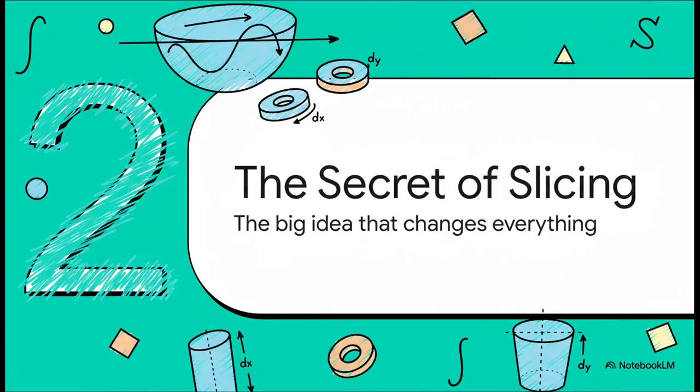This brings us to the core concept, the secret weapon, really. And the idea is just brilliant in its simplicity. If you can't measure a really complex object all at once, what do you do? Well, you break it down. You break it into an infinite number of incredibly simple little pieces that you can measure.